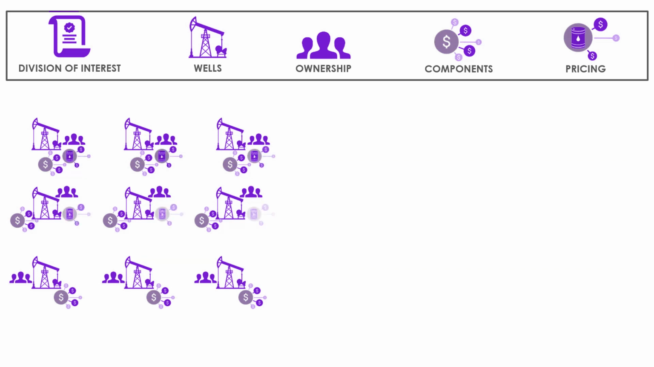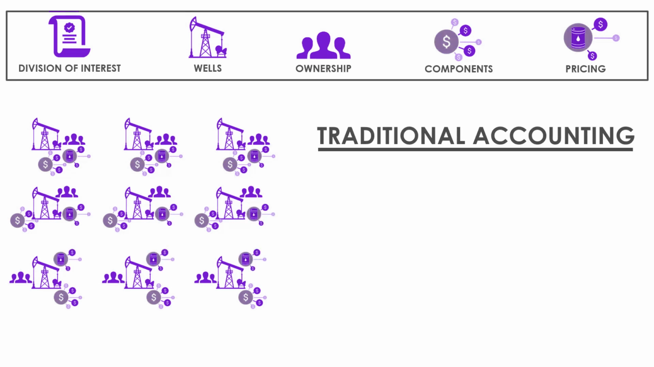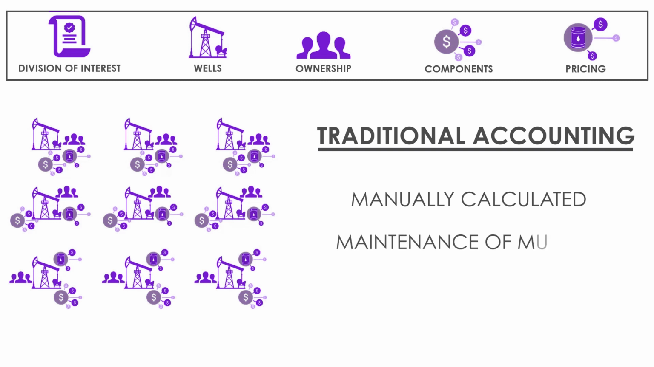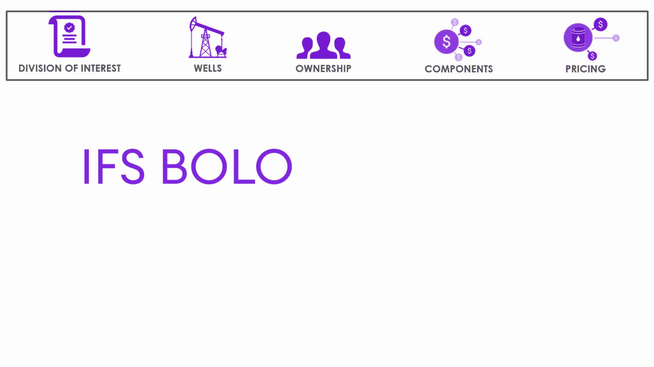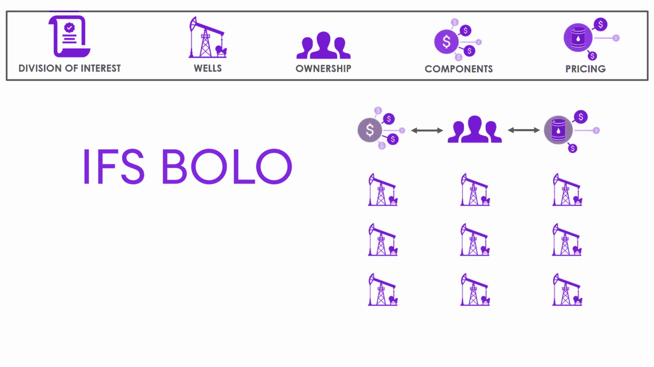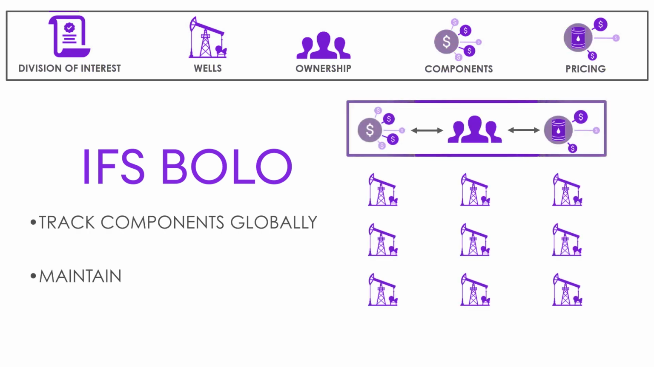Other times, owners have special pricing agreements that must be manually calculated and associated with a working interest owner, again meaning maintenance of multiple pricing components for owners and decks. Operators benefit from software that can handle these scenarios more efficiently, and P2 BOLO offers users the ability to track components globally and maintain owner-level pricing.